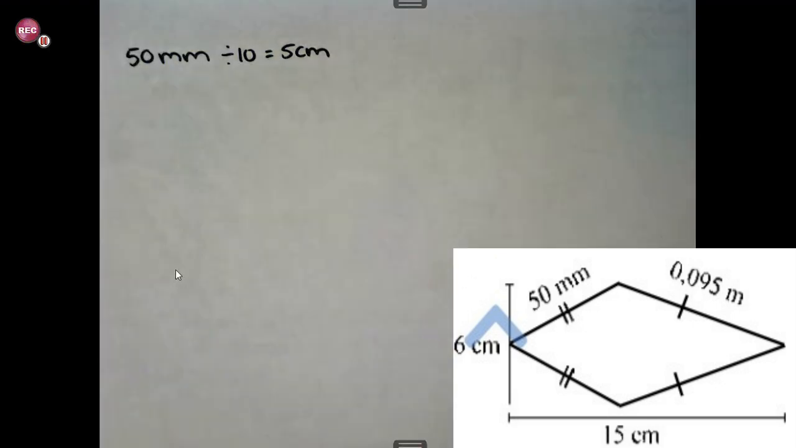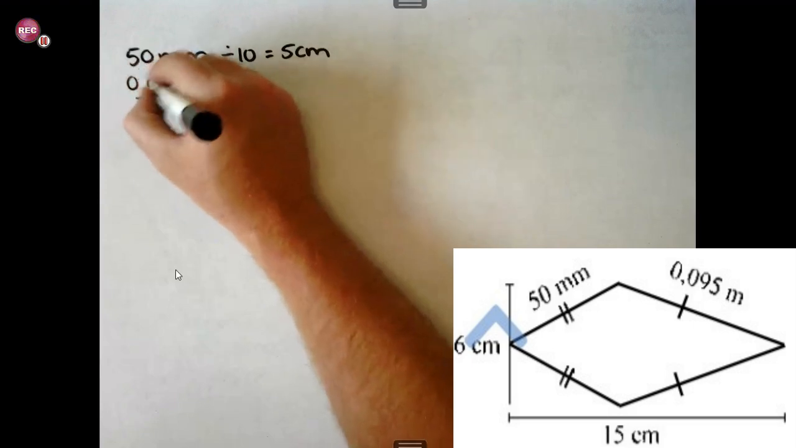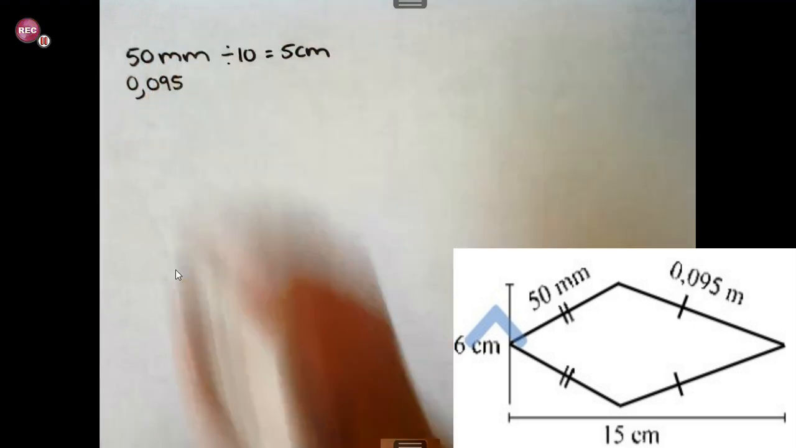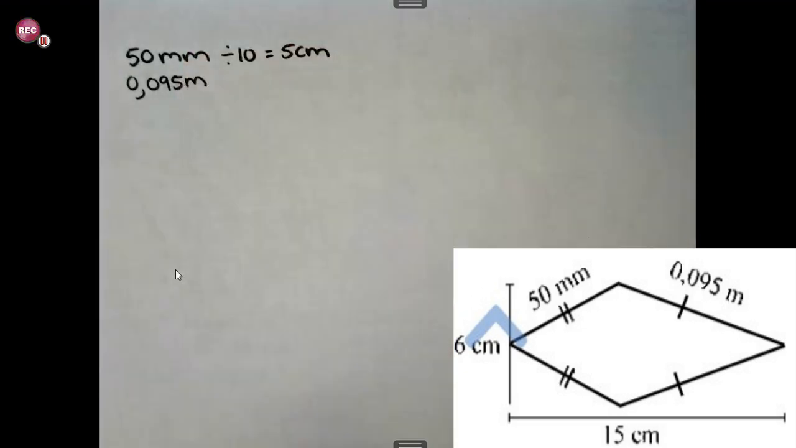Okay. Then the other measurement was 0,095, and that was meters. And if I have to convert meters to centimeters, I'll obviously have to multiply, and I need to multiply by 100.